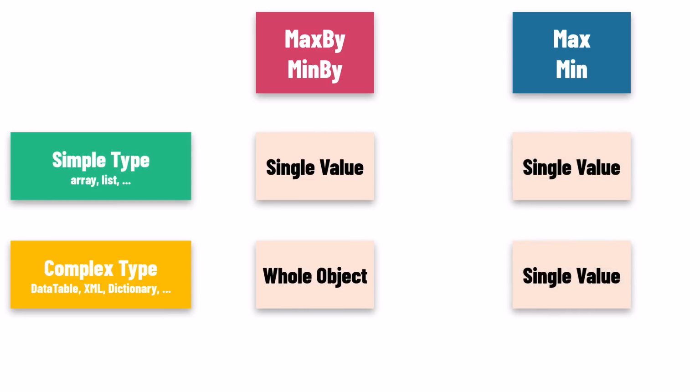Understanding this behavior is crucial for writing effective LINQ queries that return exactly what you need, whether it's a single value or a more complex object. And that concludes our comprehensive overview of these four key aggregation methods in LINQ.